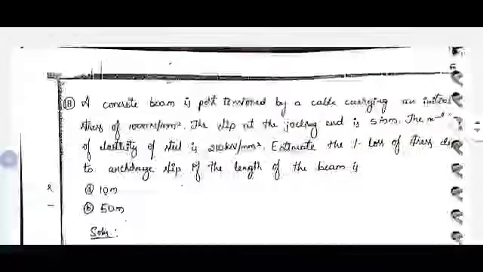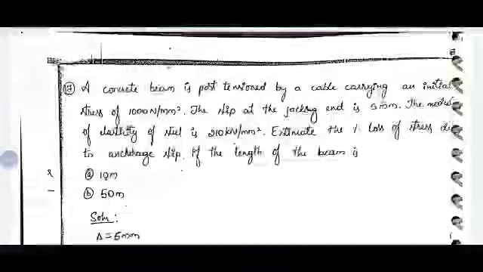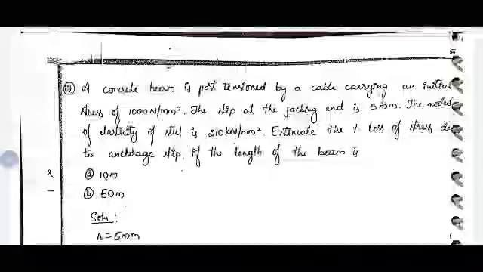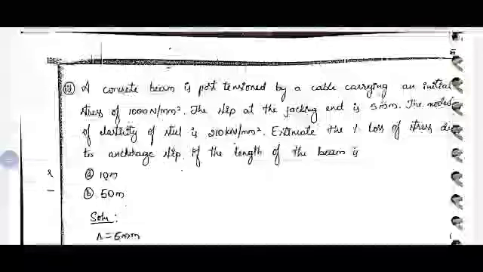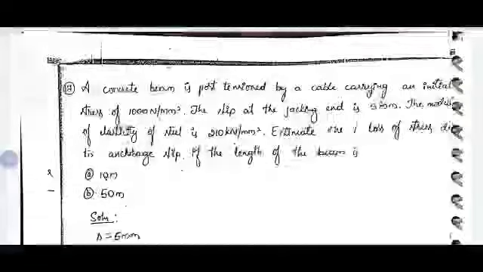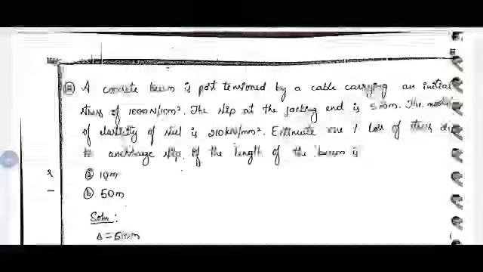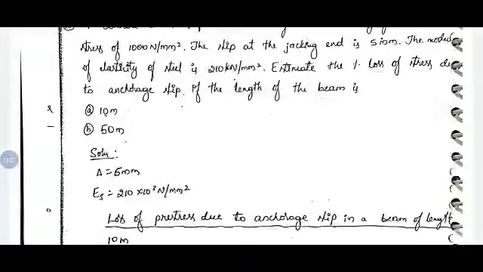Next problem: a concrete beam is post-tensioned by a cable carrying an initial stress of 1000 Newton per mm square. The slip at the jacking end is 5 mm. The modulus of elasticity of steel is 210 kilonewton per mm square. Estimate the percentage loss of stress due to anchorage slip if the length of the beam is 10 meter and if it is 5 meter. So delta is given, anchorage slip is 5 mm. Young's modulus of steel is given.